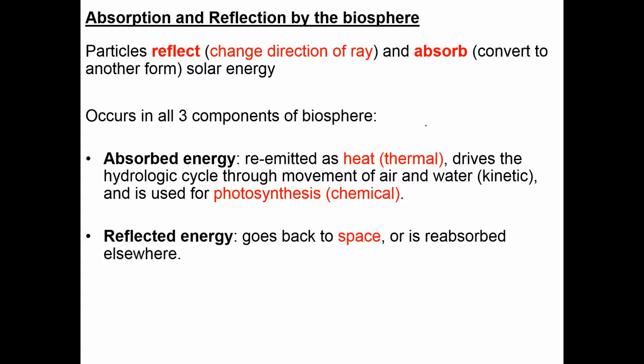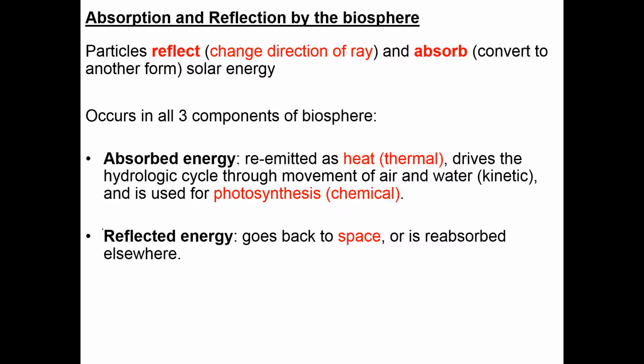Absorbed energy is re-emitted as heat, which drives the hydrological cycles through something called convection, which we'll take a look at later, through our air and water, and of course is used for photosynthesis. So that's absorbed. Reflected goes right back to space. It doesn't do anything. There's always going to be some reflected.